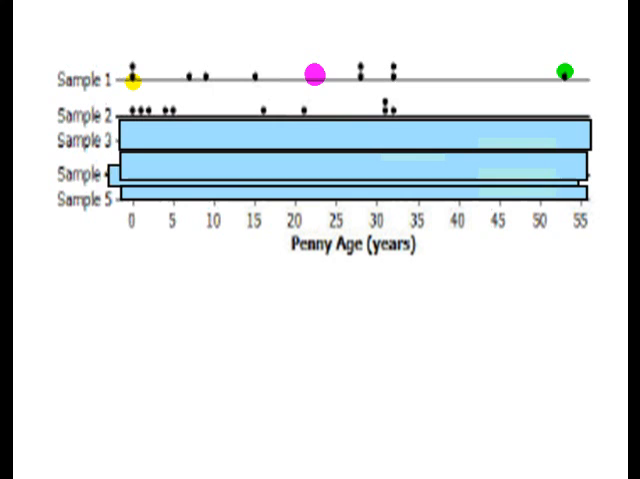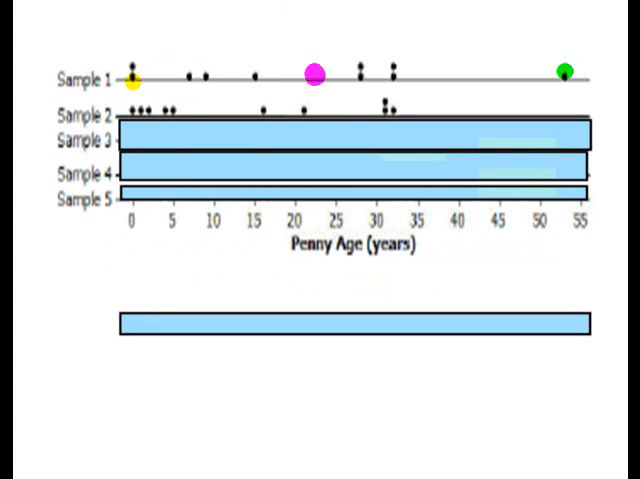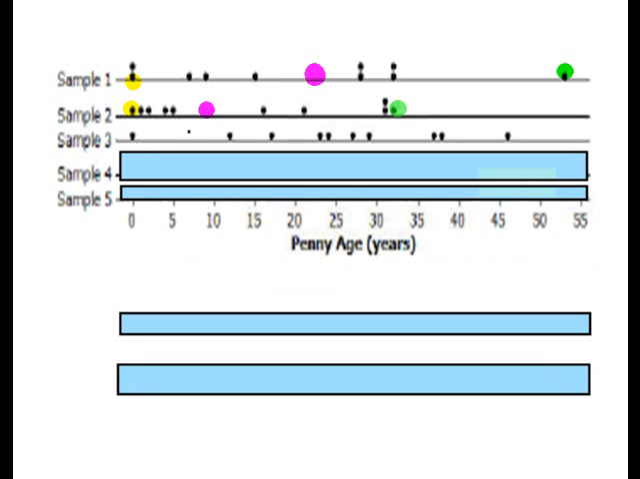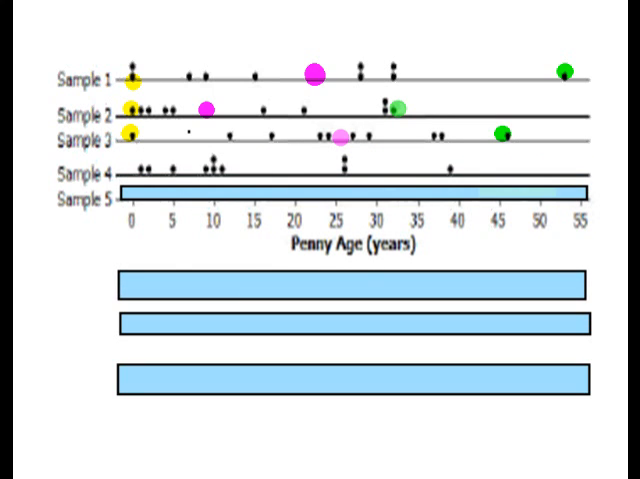For sample 2, I'm going to go through the same procedure. I've got the lowest number and the highest number, and then the median. The median here is at about 10. Then I repeat the procedure: the lowest number, the highest number, and the median. One more time to do the median together. I've got 1, 2, 3, 4, 5. So the median will be between these 2 points. And then I've got sample 4 and sample 5.